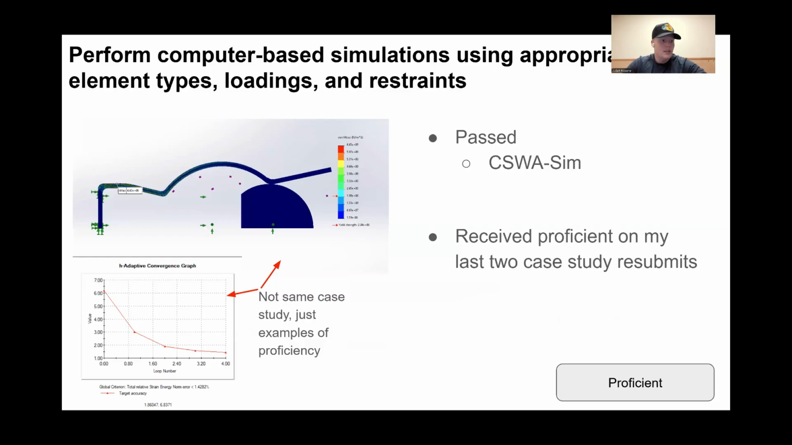Perform computer-based simulations using appropriate element types, loadings, and restraints. I also evaluate myself as proficient here. During the course, I successfully passed the CSWA Sim exam. Furthermore, I have received proficient grade on my last two case study resubmits, demonstrating my ability to apply these simulation principles effectively. Here I have a convergence graph that I finally understand how that works, and my clamp, which I learned how to use prescribed displacement for that case study.